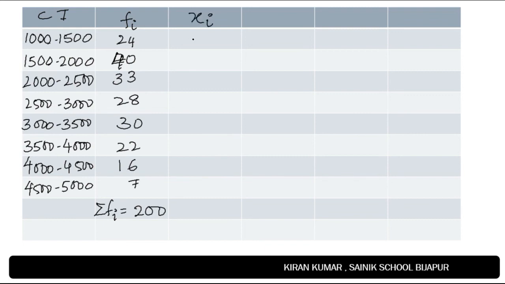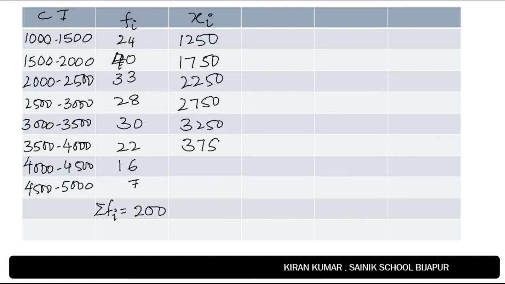So for that, I'll find the mid values first: 1250, 1750, 2250, 2750, 3250, 3750, 4250, 4750, and the deviation will be xi minus assumed mean. Let me assume that 2750 is the assumed mean. Let me highlight that 2750, I have taken as the assumed mean.